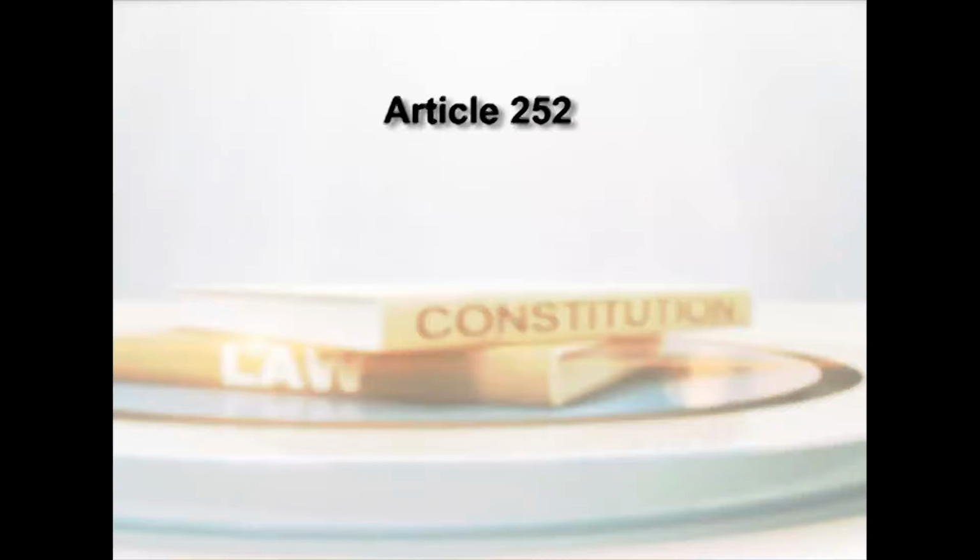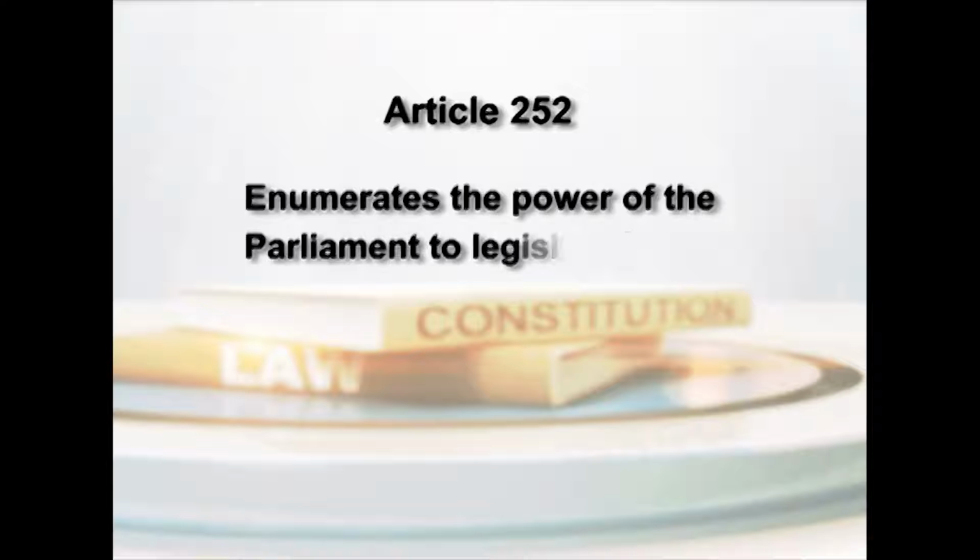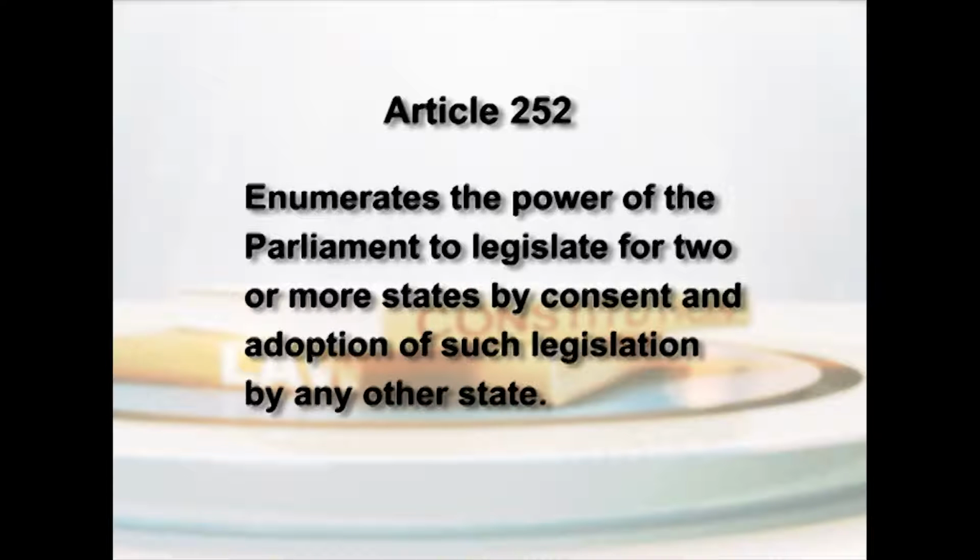Laws made by the Parliament shall prevail over the state laws. Article 252 enumerates the power of the Parliament to legislate for two or more states by consent and adoption of such legislation by any other state. Now, this power of Parliament extends to any other state also. Again, it is not conducive to form a federal state, federal country.